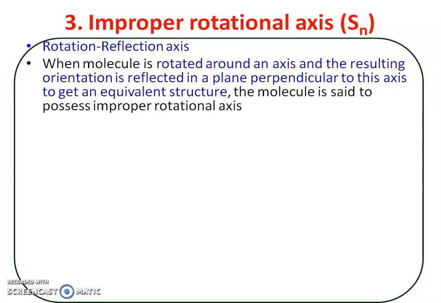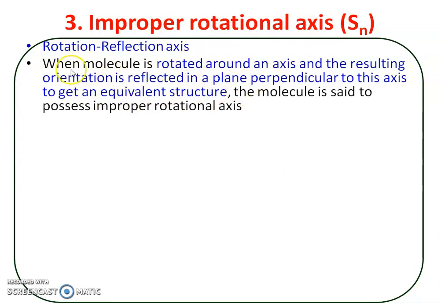to this axis to get an equivalent or identical structure, then the molecule is said to possess an improper rotational axis of symmetry. So here, first of all, the molecule is rotated through a certain angle. After rotation, one plane is imagined in the same molecule, and along that plane the molecule is reflected. So after rotation followed by reflection, if there is an equivalent or identical structure, then we say that an improper rotational axis of symmetry is present in the molecule.